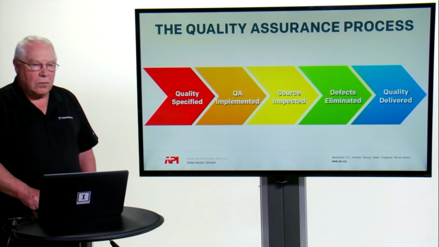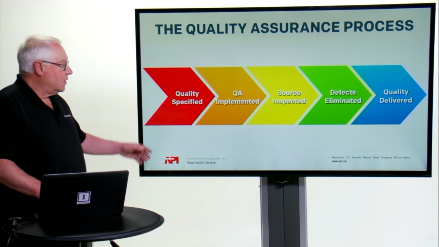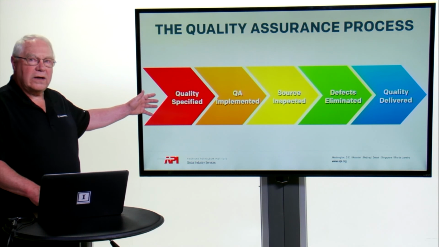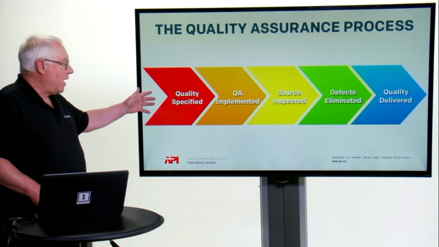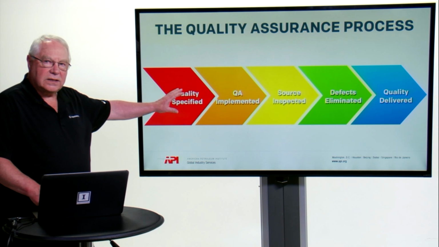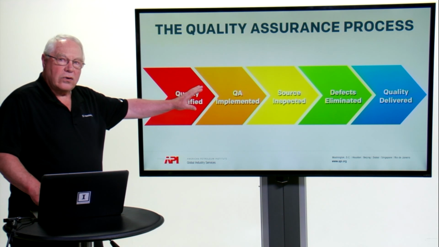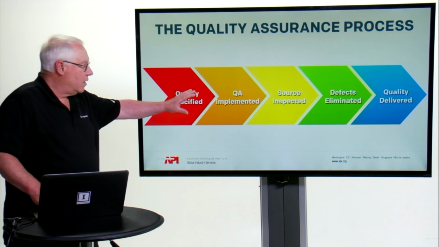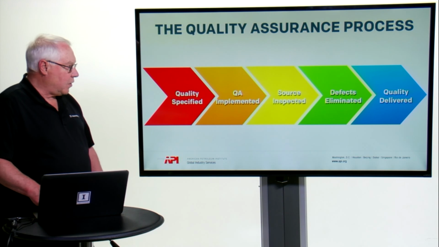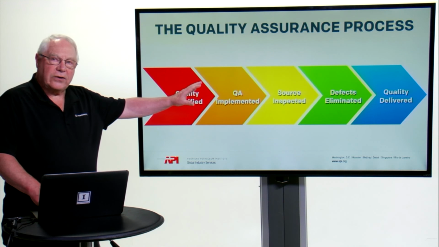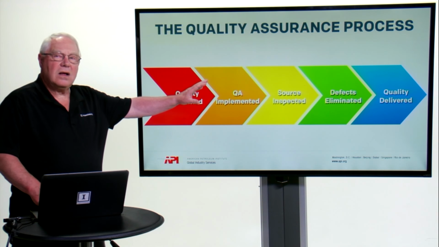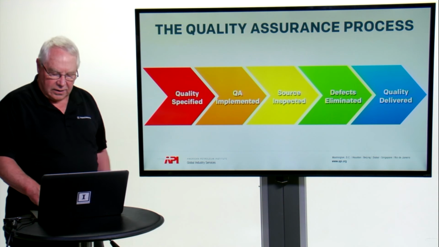This graphic shows what we're going to talk about for the first few minutes, a five-step process where in the beginning, the quality of the fabrication is specified. The quality assurance process is then implemented. The important role of the source inspector, where the source inspector goes to work in implementing the quality assurance process. How the source inspector handles defects and flaws and gets them corrected. And then the final things that need to be done in order to deliver a quality product.